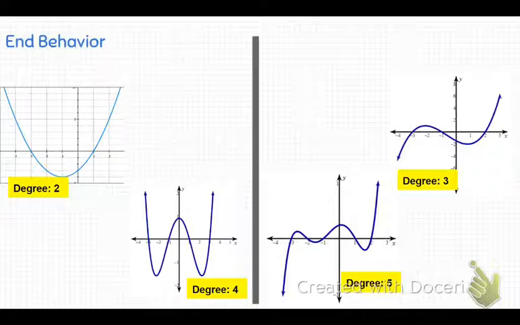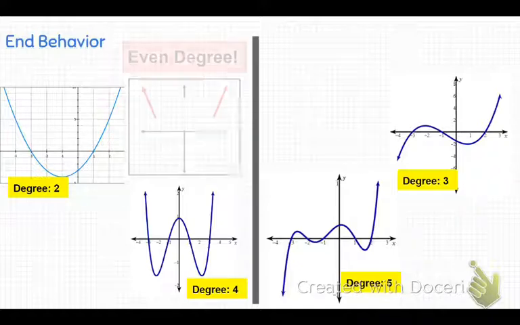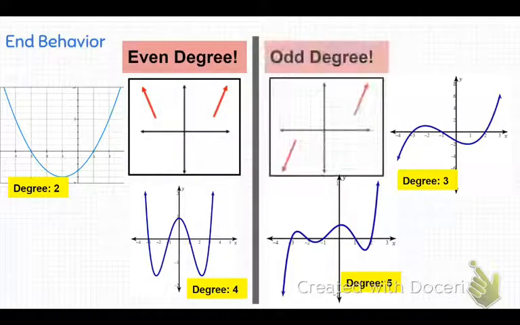So our even degree polynomials go in the same direction. Since these are both positive, it goes up. Could they both go down? Yeah, on a different kind of graph. And our odd degree goes in the opposite direction, okay? So please include even and odd degree in your notes. That's the last thing that we're going to do today.